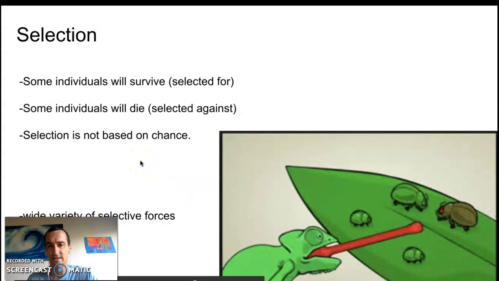Selection is not based on chance. It's not just random that this gecko is trying to eat this beetle. It's because of the traits. And there's a wide variety of selective forces in nature. It could be an organism's ability to fight off infection. It could be height. It could be strength. It could be quickness. It could be camouflage. It could be something else about its immune system. So there's many selective forces.